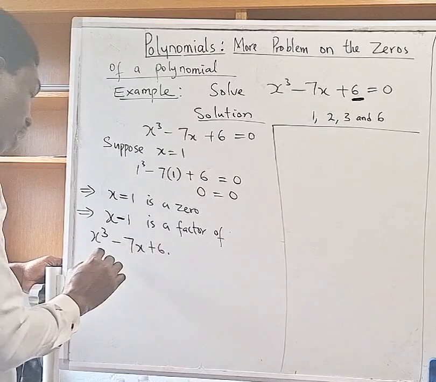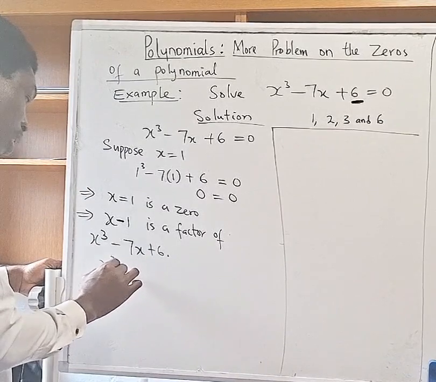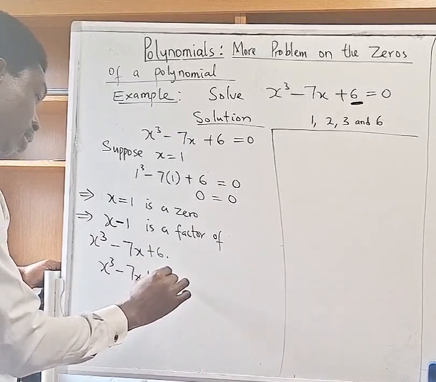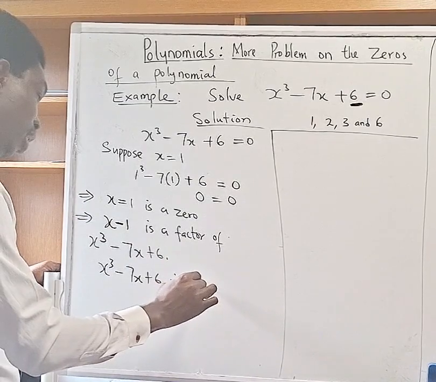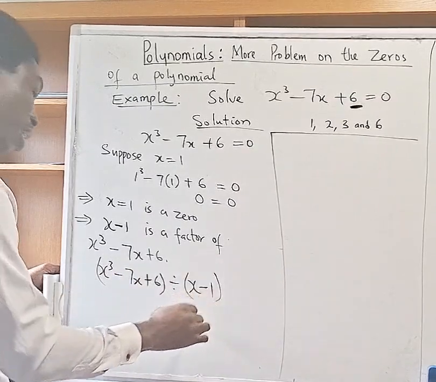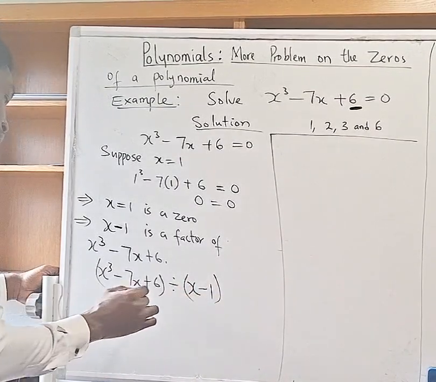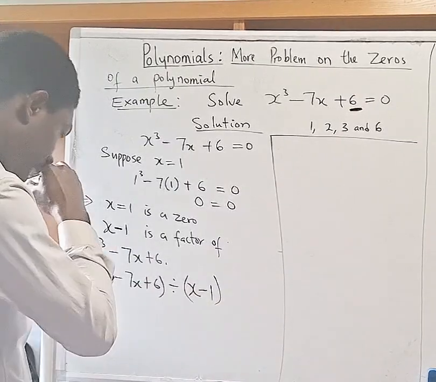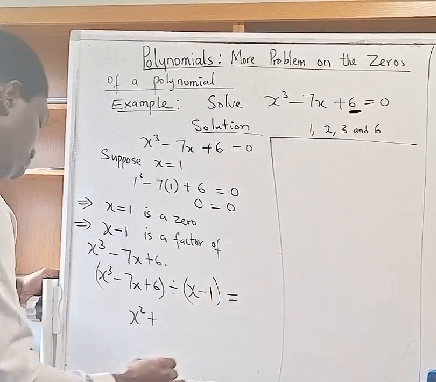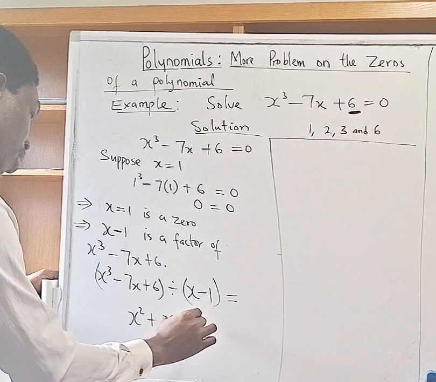So now we can divide x cubed minus 7x plus 6 by this factor x minus 1, to get the other factor. If we divide this using synthetic division or long division method, we are going to get x squared plus x minus 6.